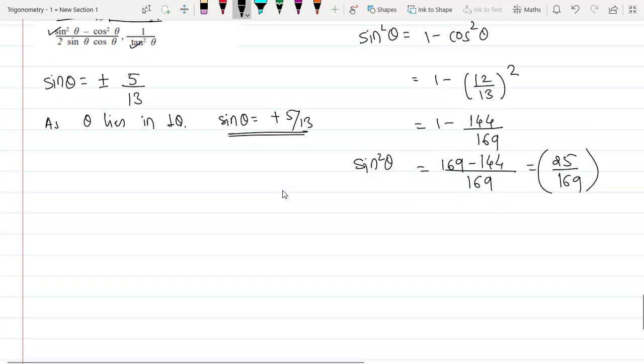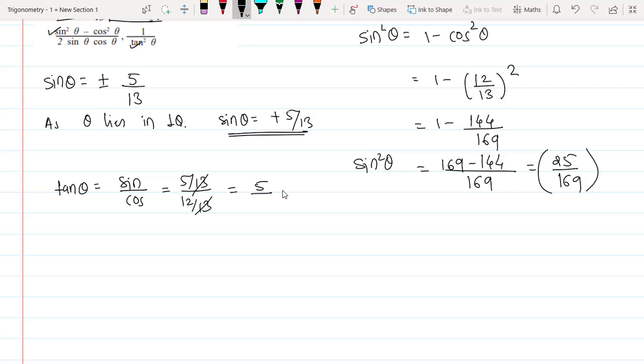आता तुमच्याकडे सगळंच आहे. I have sin theta, I have cos theta, so I can easily find out tan theta, which is nothing but sin by cos. बरोबर ना? So sin कितना है? 5/13 है. Cos कितना है? It's 12/13. So 13 cancel. So tan theta कितना आ गया? 5/12. Now you can find out the values.